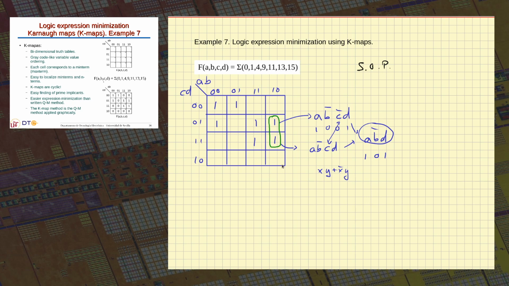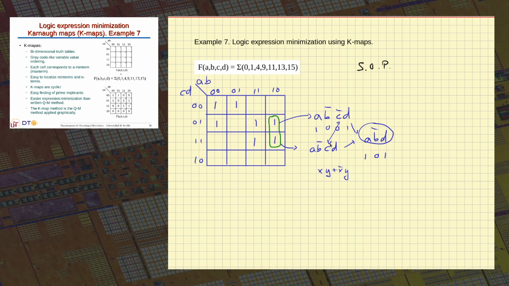Okay? So in fact, I can forget about all this algebraic calculation, and if I see two ones that are adjacent in the map, I just can combine them into an implicant, into a first order implicant, okay? Just as I do algebraically.